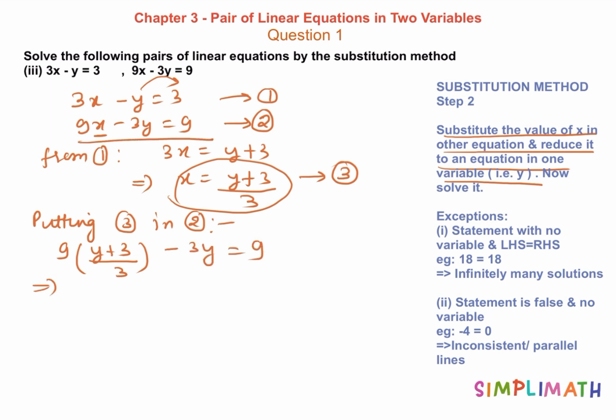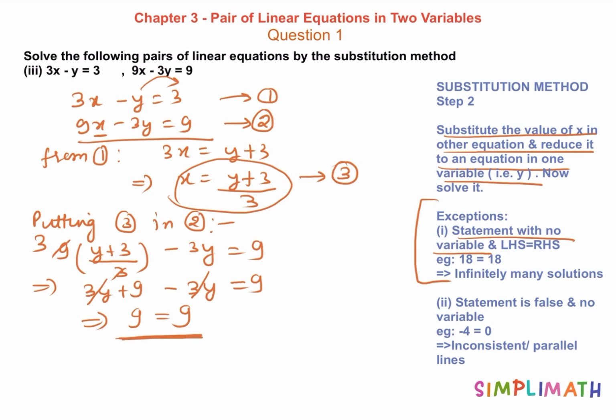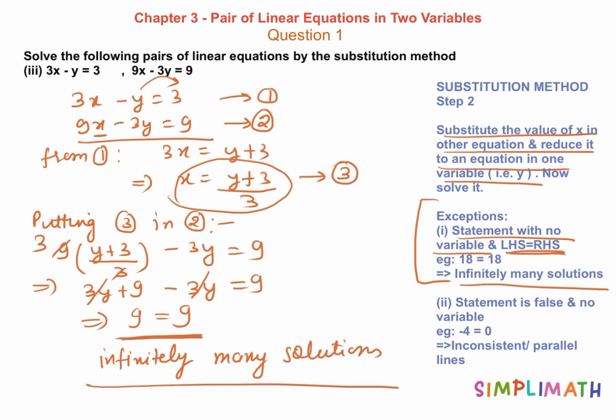So we get, let's cancel this out. We have 3y plus 9 minus 3y equals 9. Now plus 3y and minus 3y get cancelled, so we have 9 equals 9. So this is one of the exceptions from step 2. That means the statement has no variable in either LHS or RHS, and the left hand side equals right hand side. So in such a case there are infinitely many solutions. You do not have one single solution, you have infinitely many solutions in this case.